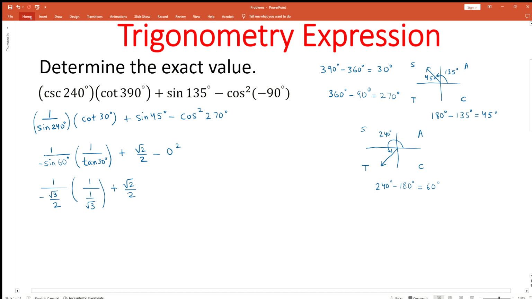Zero squared is 0. 1 over negative square root 3 over 2 can be simplified by flipping the bottom fraction and multiplying it to 1. There is a very important concept we need to understand to simplify an expression like this. We can do the same for the second expression, 1 over square root 3.